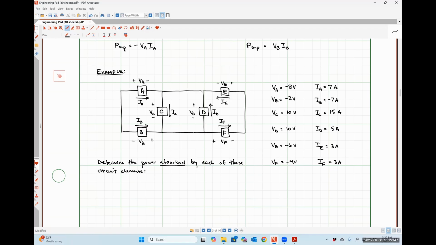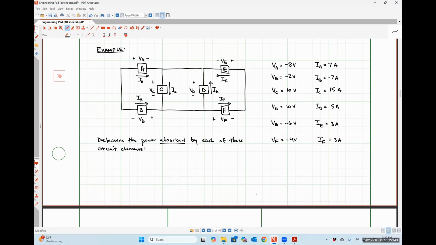So I'm going to start us off here. We're going to start with element A. I know that the voltage drop across element A is -8 volts, so I'm going to put -8 volts. And I know that the current flowing through element A is 7 amps, so I'm going to put 7 amps over here.